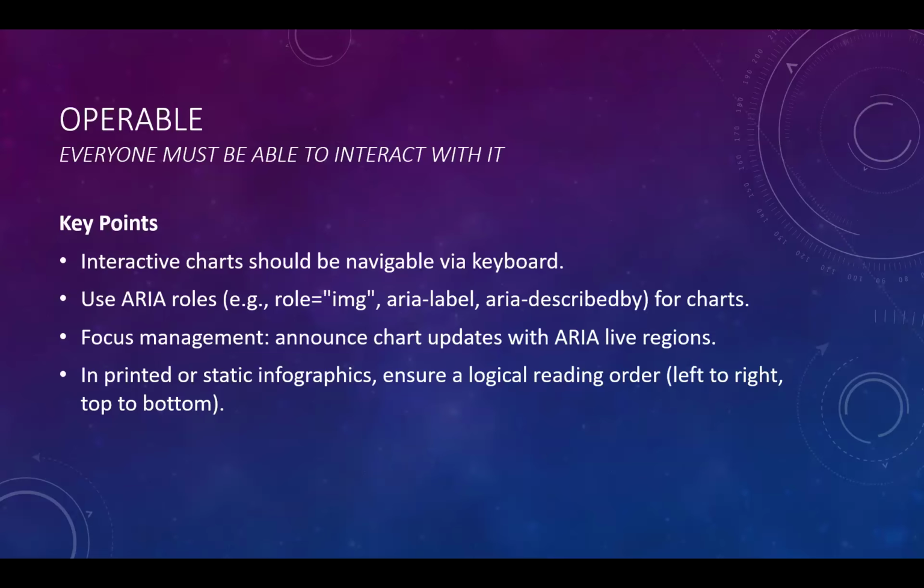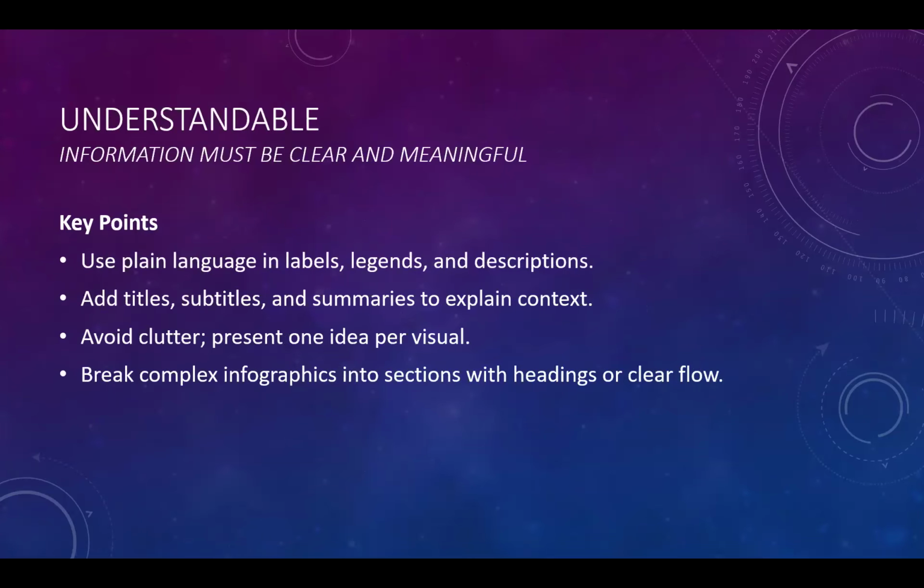Moving on to the next one, which is our third core principle, understandable. Understandable means that users must be able to understand the information as well as the operation of the user interface. The content or operation cannot be beyond their understanding. Some practical examples of this principle include the use of plain language and labels, legends and descriptions, adding titles, subtitles, and summaries to explain the content, avoid clutter, and break complex infographics into sections with headings or clear flow.